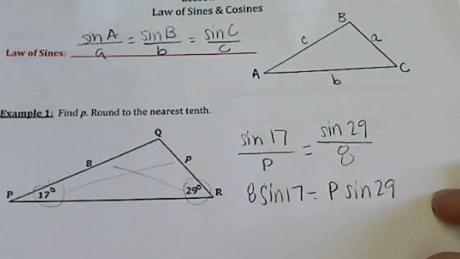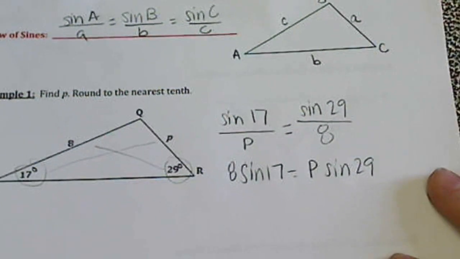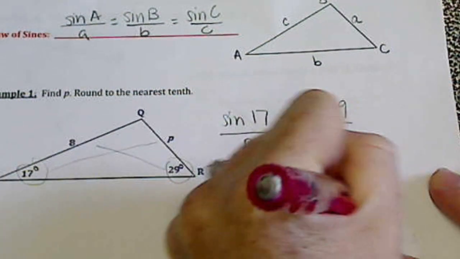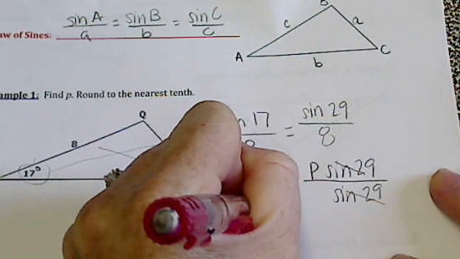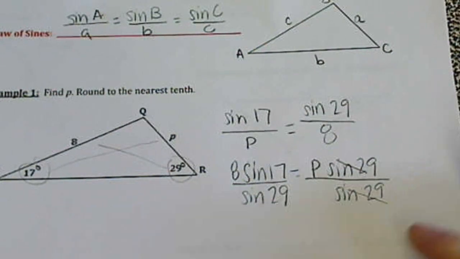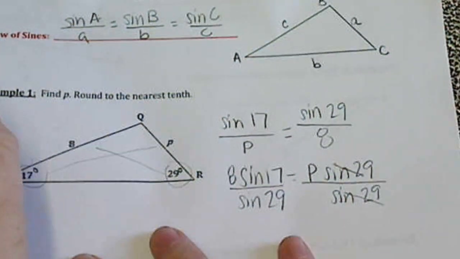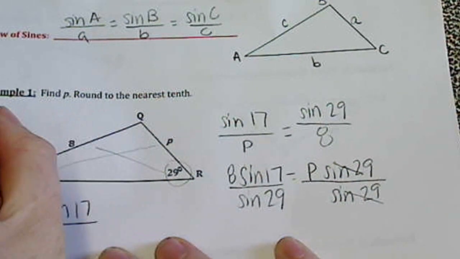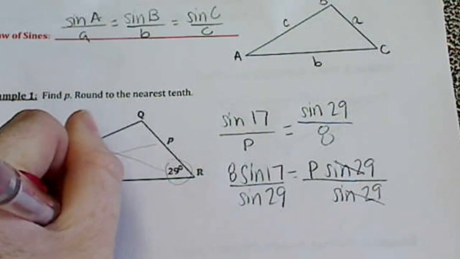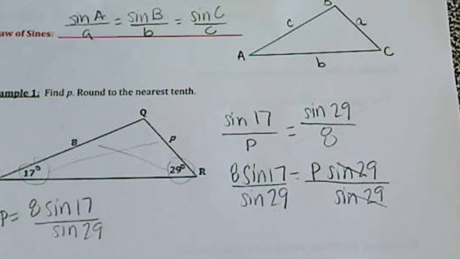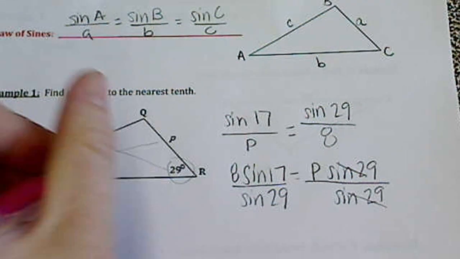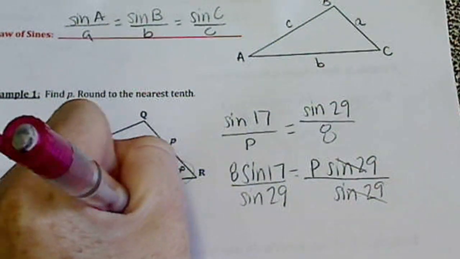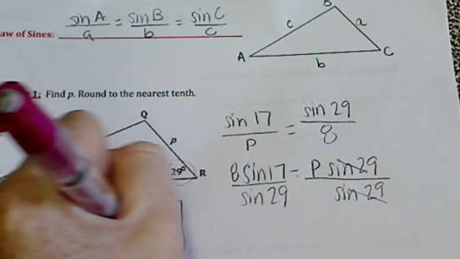How can you solve for P? Yeah, let's divide both sides by the sine of 29. Okay, so P equals 8 times the sine of 17 divided by the sine of 29. That's what you need to put in your calculator. It says round to the nearest tenth. So P is about 4.8.